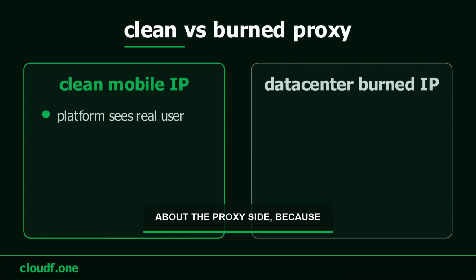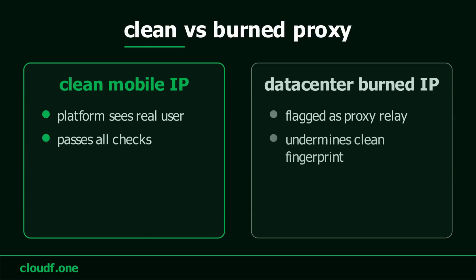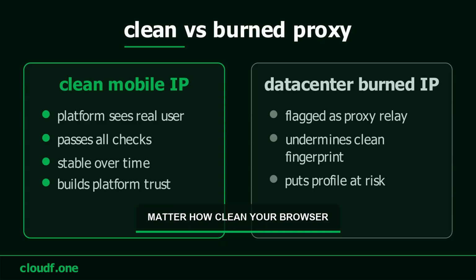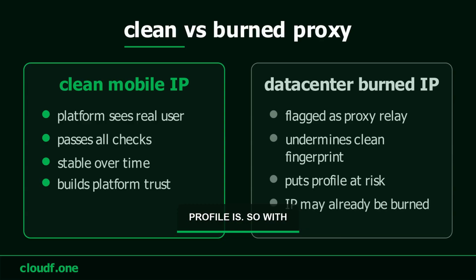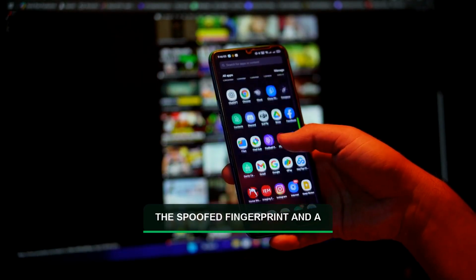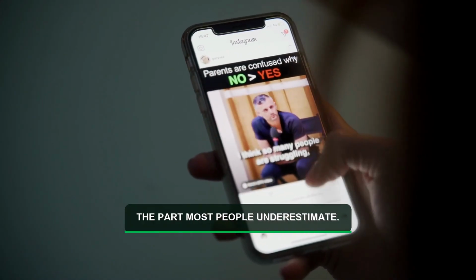One more thing worth saying about the proxy side, because it's where a lot of AdsPower setups quietly go wrong. The fingerprint can be flawless and the whole thing still falls apart at the IP. If the proxy you attached is a data center IP wearing a residential label, or an IP that's already been used and burned by someone else, the platform can see that no matter how clean your browser profile is. So with AdsPower, you're really maintaining two separate things: the spoofed fingerprint and a steady supply of clean IPs. And the IPs are the part most people underestimate.